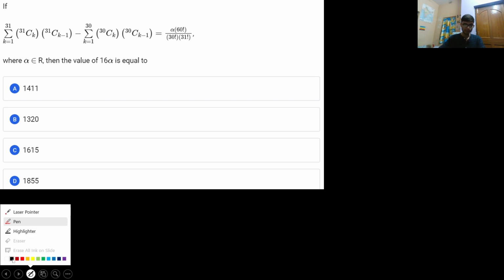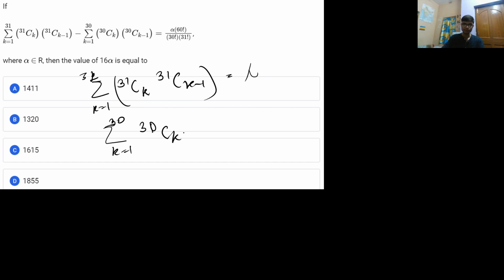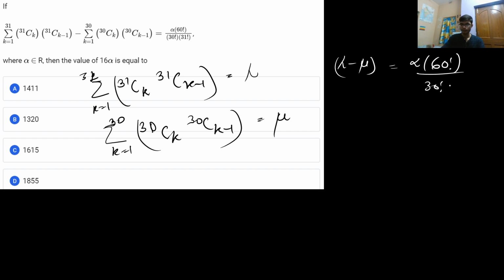If you look at this problem, it is asking for the summation of 31Ck and 31Ck minus 1. So this is the first summation, and I'm assuming this summation to be some number lambda. The second summation asked in the problem, where k goes from 1 to 30, is 30Ck into 30Ck minus 1, and I label this value as mu. It is said in the problem that lambda minus mu is equal to alpha into 60 factorial divided by 30 factorial divided by 31 factorial.